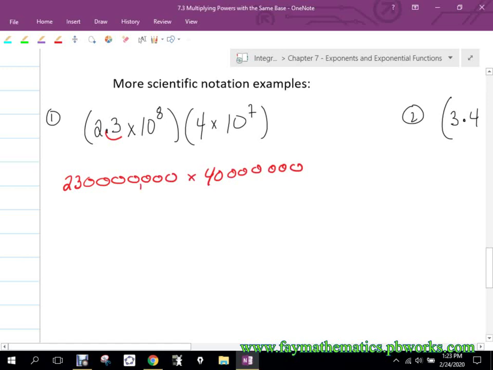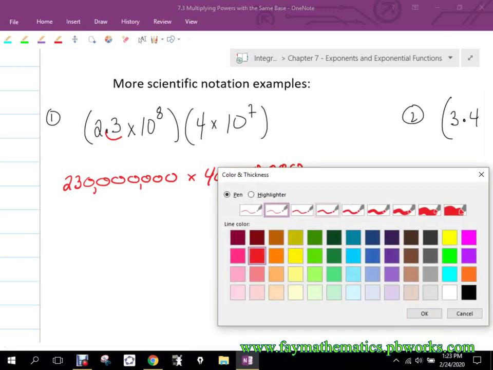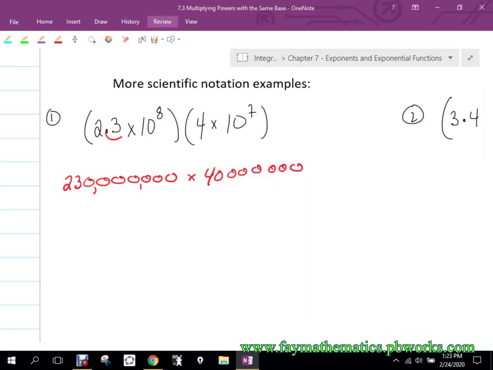Okay? Now this number is 230 million. So I'm asking you to take 230 million times 40 million and give me a result. That is an ugly thing to do, right? Let's just look at the idea that is designed with this process that says, because of the commutative property and associative property of multiplication, you can take that number times that number.